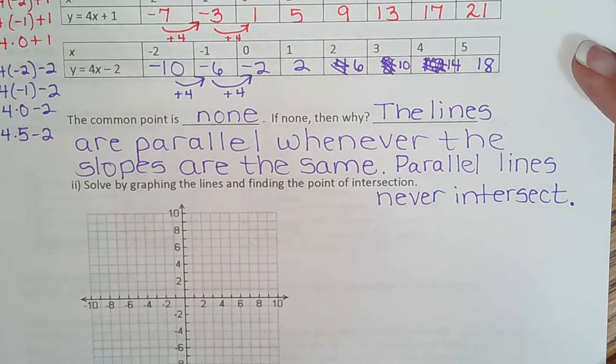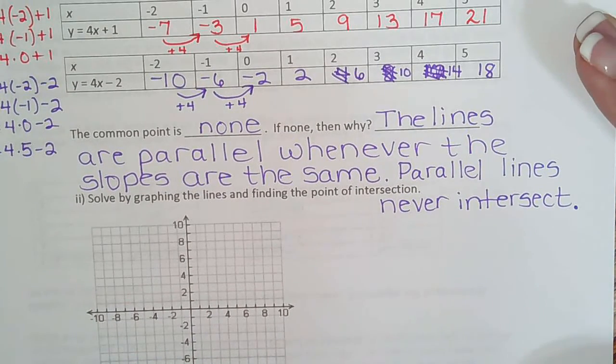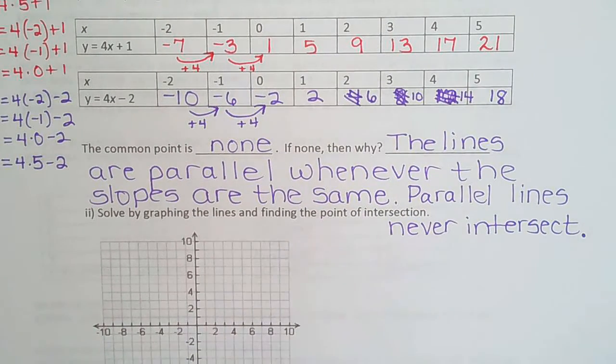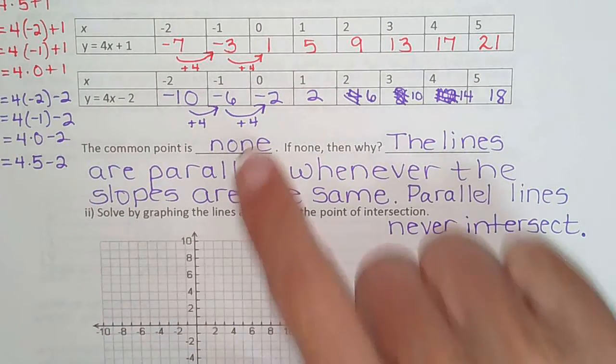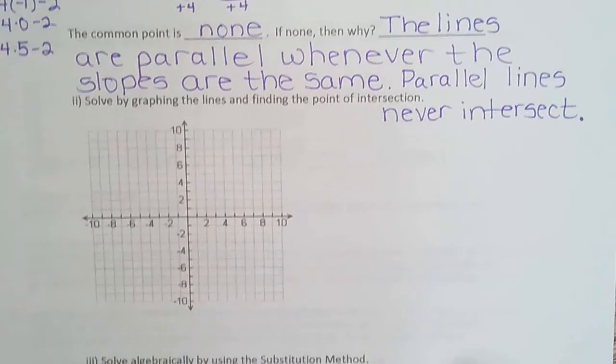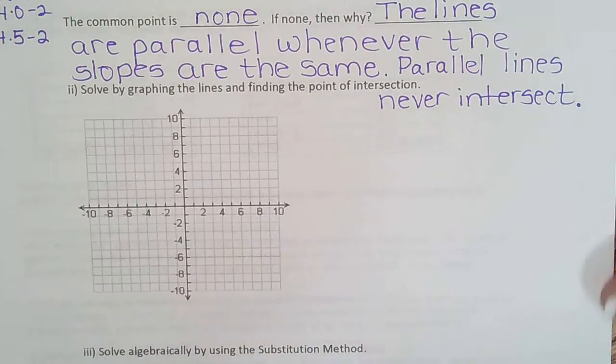So that is why there is no point in common. Slopes are the same, the lines are parallel, and to have a point in common, the lines have to intersect. In parallel lines, the lines do not intersect. That's why there's no point in common. So now let's see what that looks like graphically.